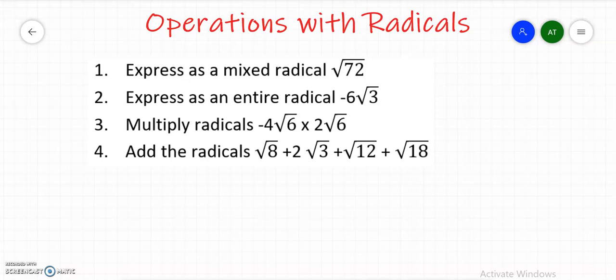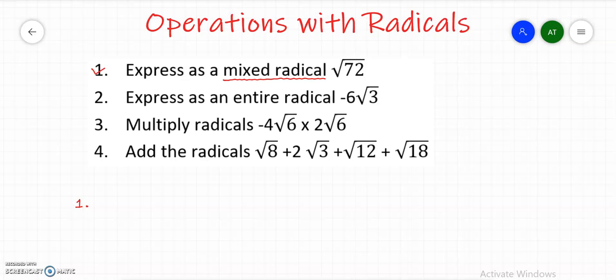So let's begin with the first question. Express as a mixed radical square root of 72. Mixed radical means when the coefficient of the radical is not equal to 1. It means the number that is multiplying with the radical is not equal to 1. So let's do the first question.